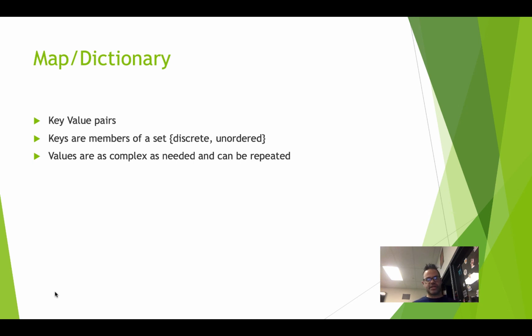Then we have values attached to that, and values can be as complex as needed, and they can even be repeated because a different key can have a different value on it. So if the key of A can have the answer of this, and a key of 4042 can have the same answer, that's A-okay, but the keys themselves have to be discrete.